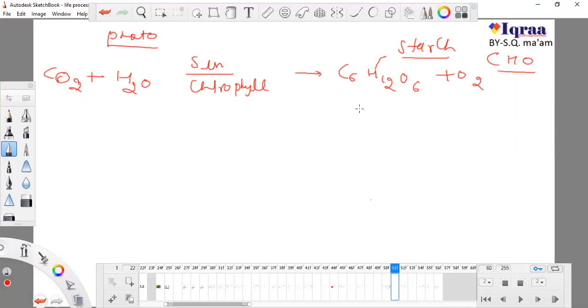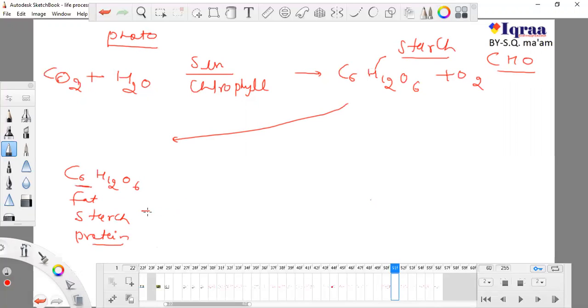So for respiration I'm using this C6H12O6. You can use any type of food material: fat, starch, protein, whatever you use. All of them have a basic formula, and all of them will produce one thing, that is pyruvate, and after that all of them will produce CO2 plus H2O plus energy. This is the process conducted by plants.